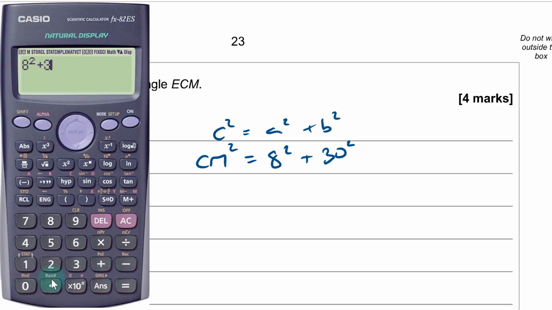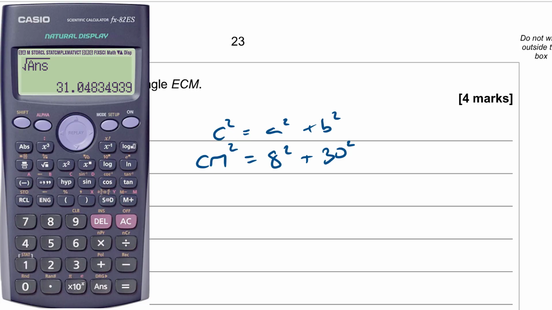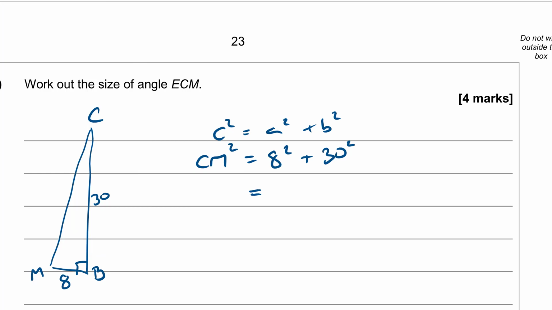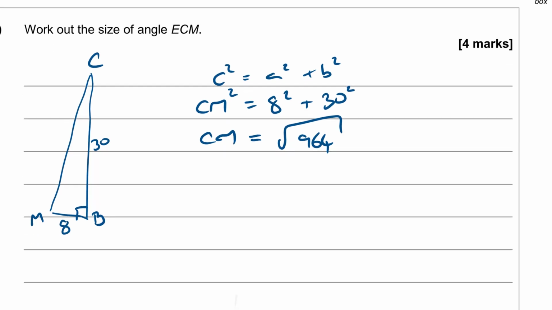So 8 squared plus 30 squared is 964, the root of which is not a nice number. I might just leave it like that for now. Root 964 seems to be a little bit nicer than the hideous thing that it comes out to be. So let's just leave it as the root of 964 for now. It's easier to type into my calculator. Okay, so we know that CM is equal to the root of 964.